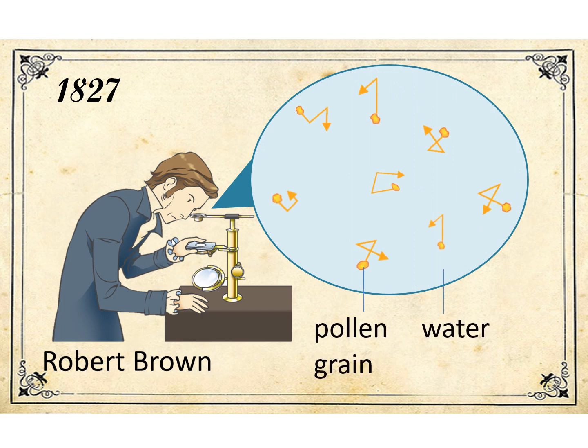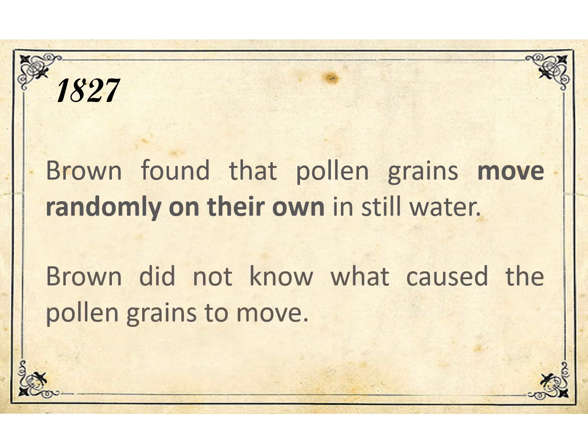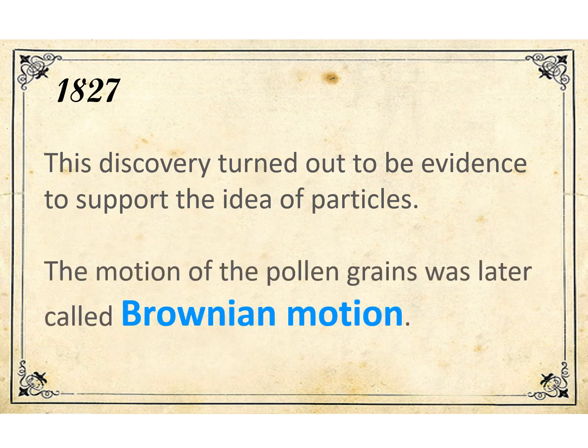In 1827, Robert Brown observed that pollen grains in warm water move randomly on their own in still water. Brown did not know what caused the pollen grains to move. This discovery turned out to be evidence to support the idea of particles. The motion of pollen grains was later called Brownian motion, 布朗運動.